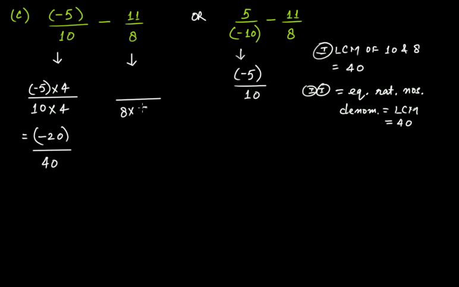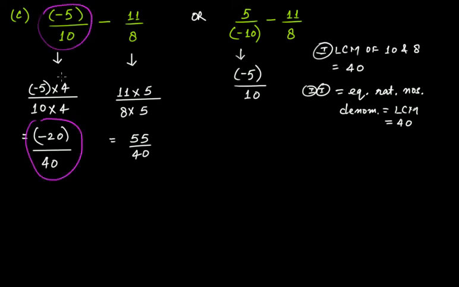And here you have 8 in the denominator. So if you multiply it with 5, your denominator becomes 40. Since you have multiplied the denominator with 5, you have to multiply the numerator also with 5, and you get 55 over 40. So this is the equivalent rational number of this rational number having the denominator 40, and this is the equivalent rational number of 11 over 8 such that the denominator is 40.